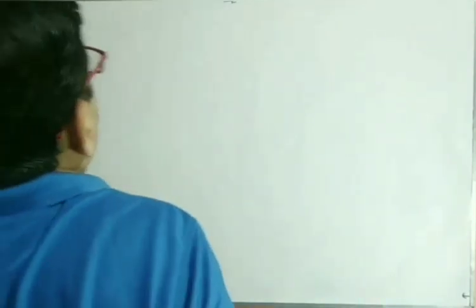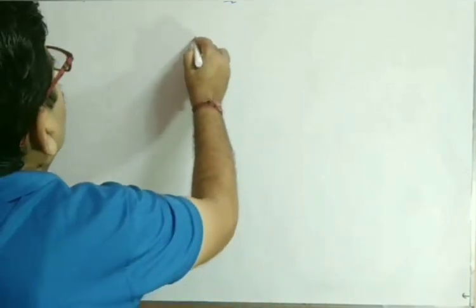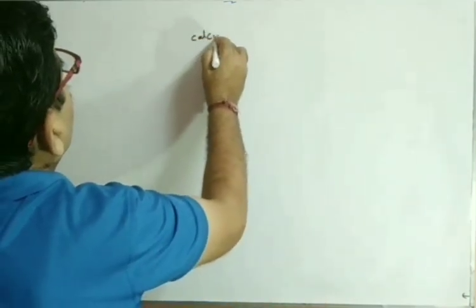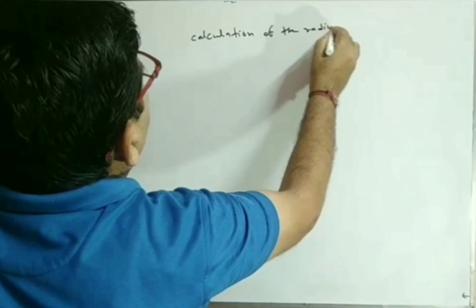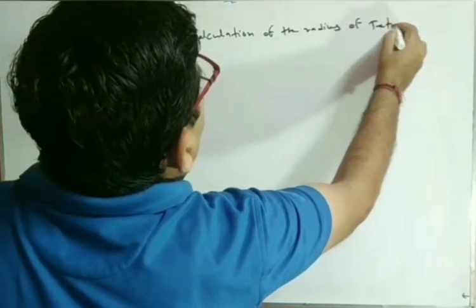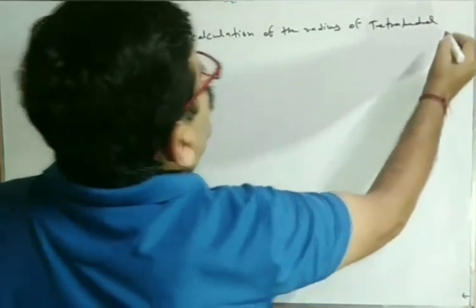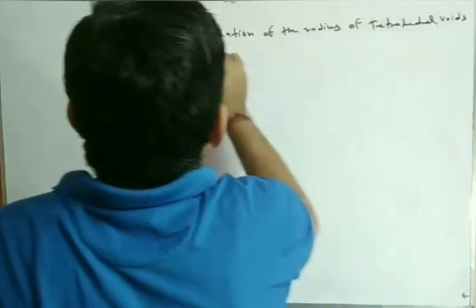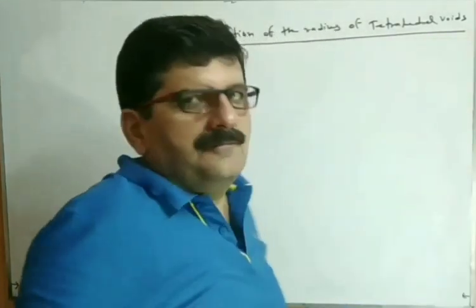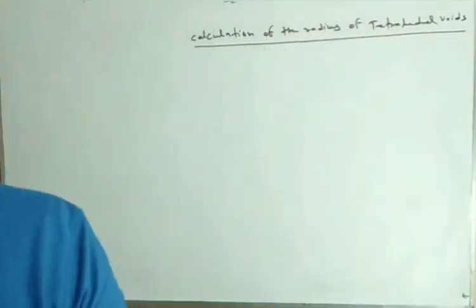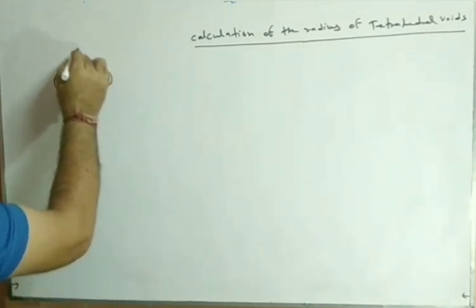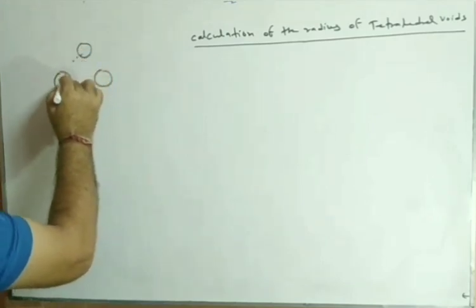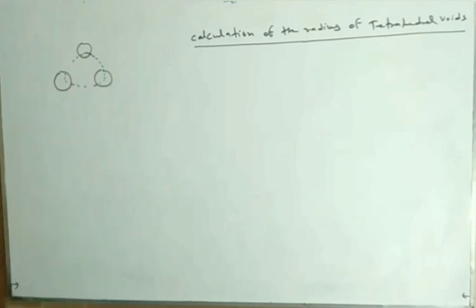Let's start the calculation of the radius of tetrahedral voids. Tetrahedral means if we consider 3 circles, then the fourth one becomes this one.